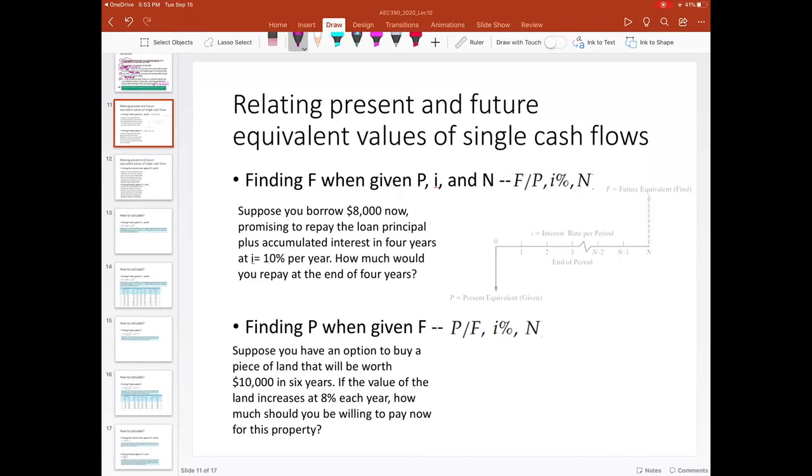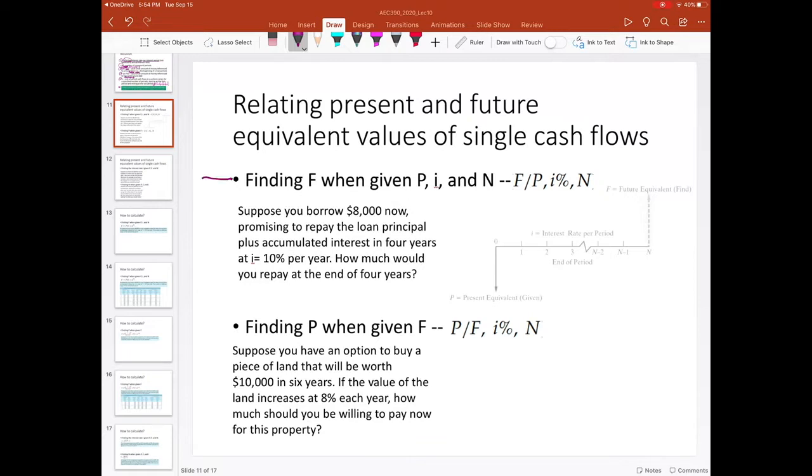Okay, so the first relationship we want to learn is the relationship between the future value and the present value. How do you convert a present value to the future? How do you convert a future value to the present so that you can compare different options?